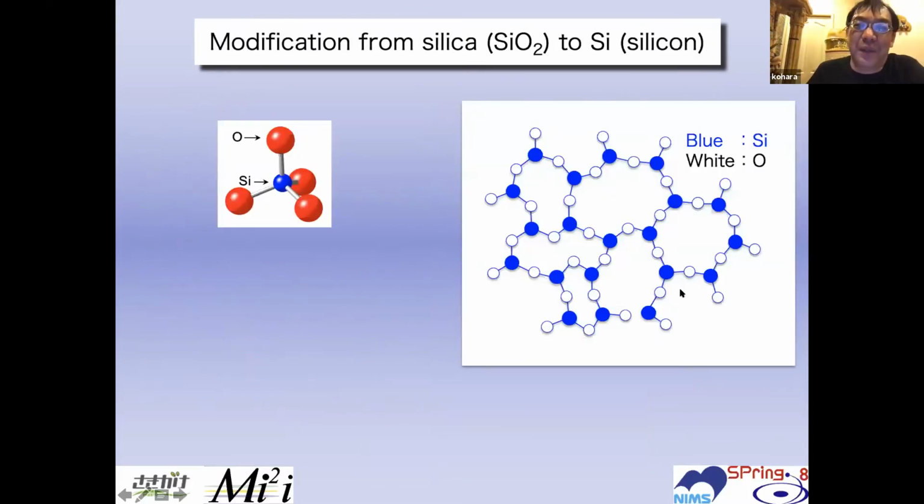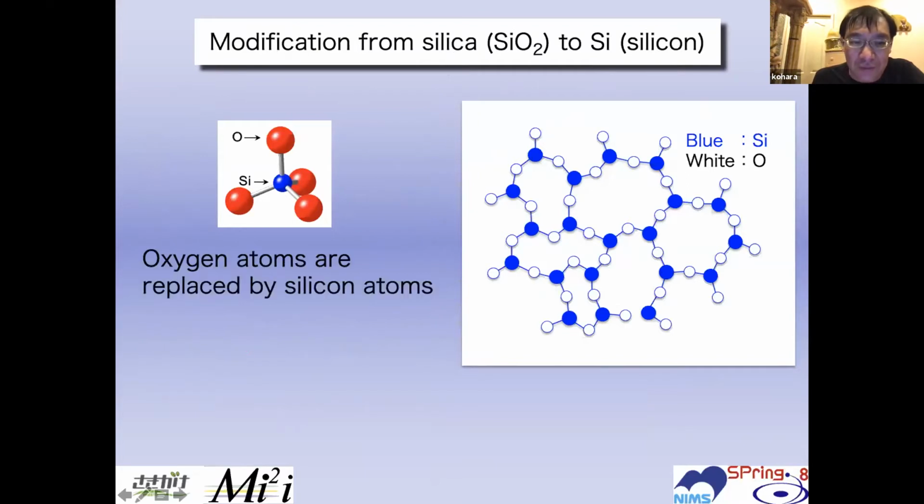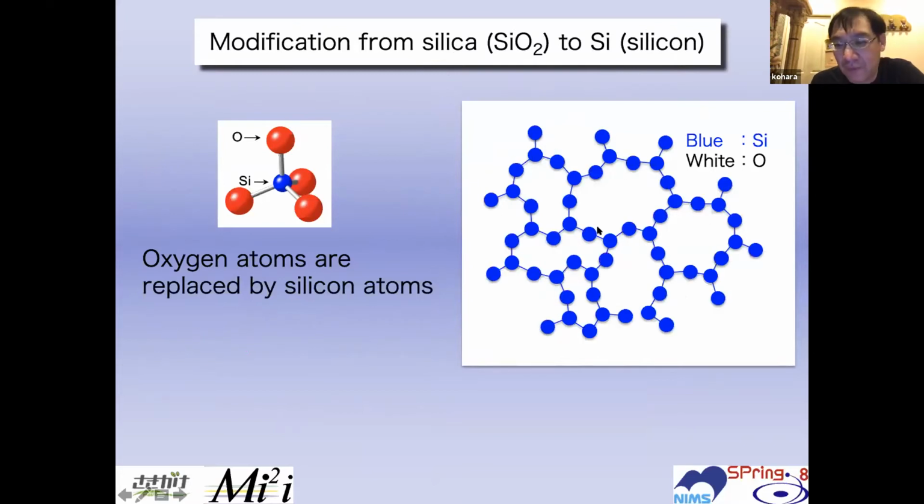Okay, so this is a very simple cartoon, just a modification from silica to silicon. This is an atomic configuration of silica. So I want to make silicon from silica. How can we make silicon? We just replace oxygen atoms by silicon atoms, like this.